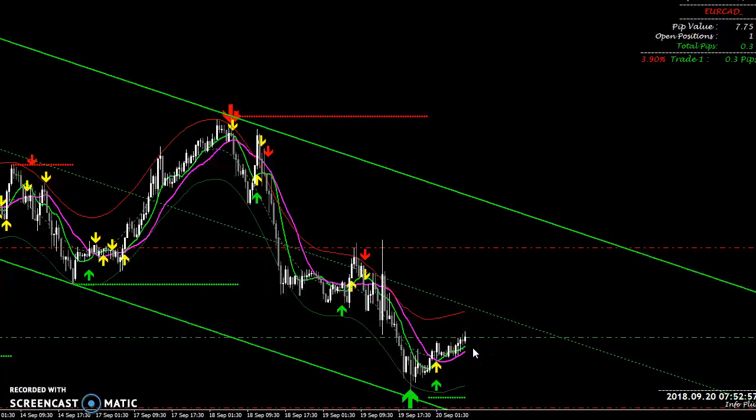This is a London session. It's about going on 3 a.m. Central Time, London session. So again, triple arrows, 30-minute chart on the EUR/CAD. So we'll come back and take a look at this.